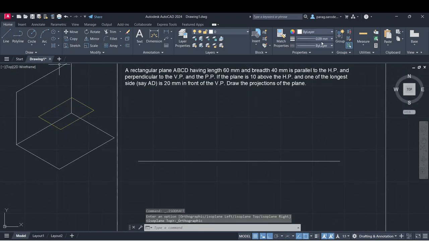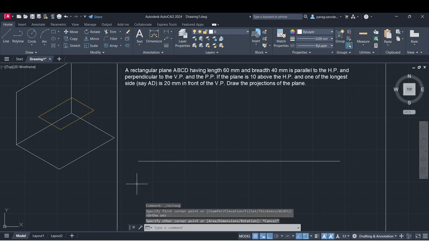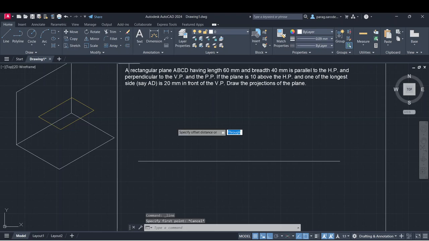Look at this. I'm taking the rectangle. I can draw the rectangle using a polygon command also, or I can take the rectangle directly. Okay, so switch on the ortho mode. Right, I will take this 20 mm distance first using a line command. For that, I can use the offset. Can you see this offset command? Yes, sir. Enter.